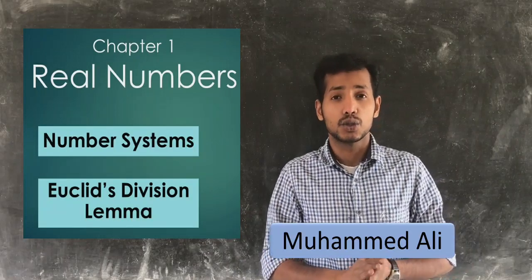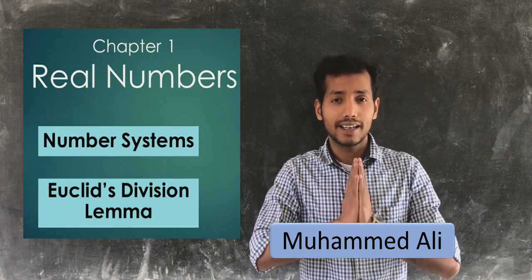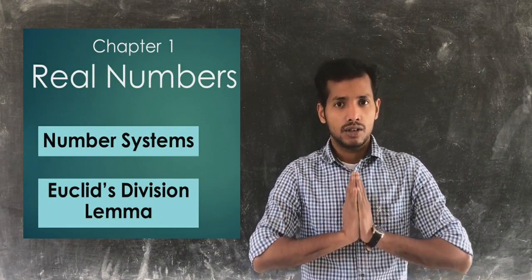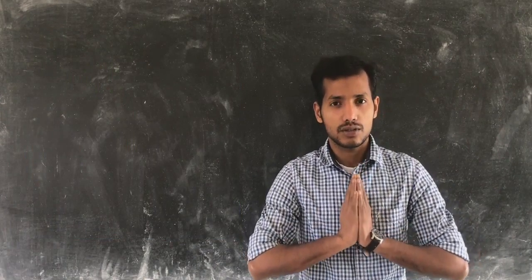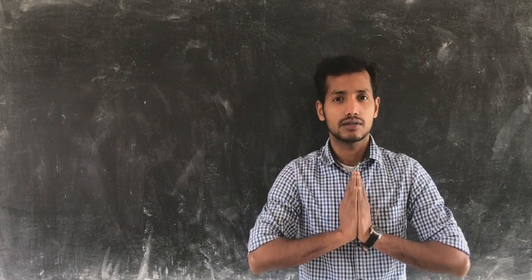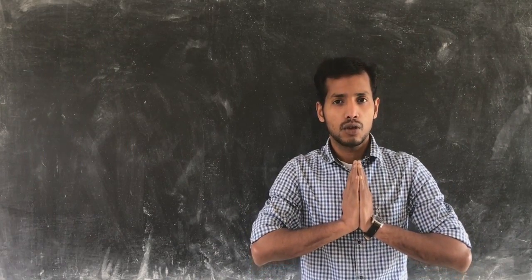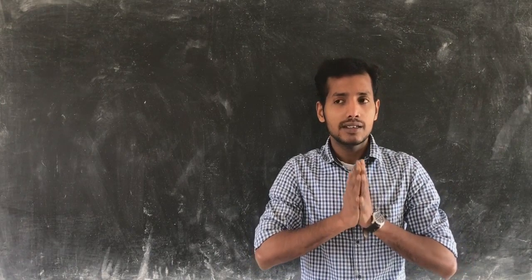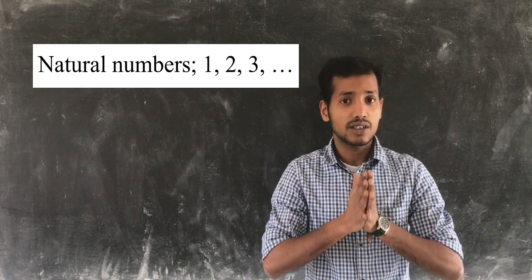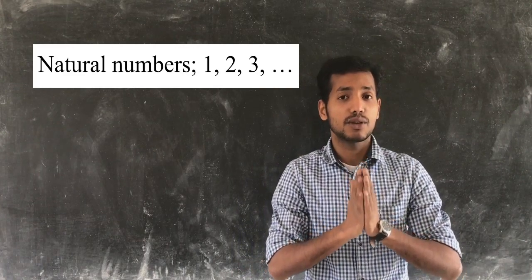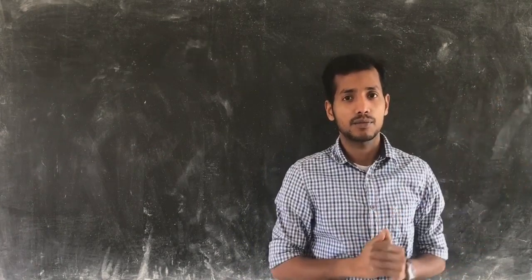Hi students, today we are going to discuss class 2 mathematics chapter number 1, real numbers. Before we discuss what real numbers are, let's take a quick revision of different types of number systems. First, we learn natural numbers, starting from 1, 2, 3, etc. to infinity.